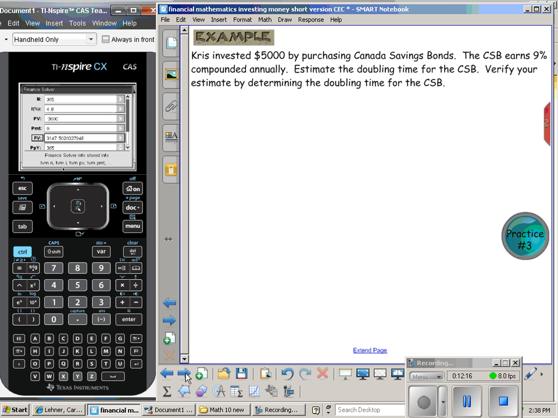So if we look at this, Chris invested $5,000 by purchasing Canada Savings Bonds. They earn him 9% compounded annually. So we want to estimate the doubling time. We want to know how long it's going to take till he has $10,000. We could then verify our estimate by actually determining the doubling time. So we take our 72 and we divide it by the interest rate, which is 9. What we're saying is in approximately 8 years, he should have $10,000. So we could verify this.